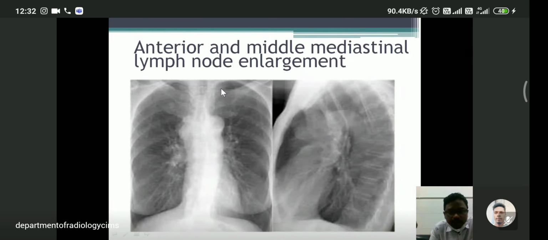Anterior mediastinal lymph node enlargement. In this X-ray PA view, we can clearly see there is nodal enlargement of the paratracheal stripe. On the lateral projection, we can see there is an opacity in the retrosternal area and some opacity in the ascending aorta region. So these lymph nodes are present in both the anterior mediastinum and also in the middle mediastinum.